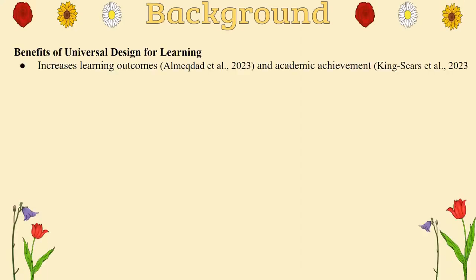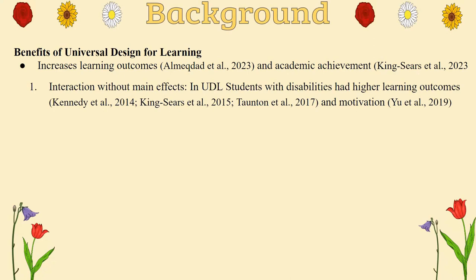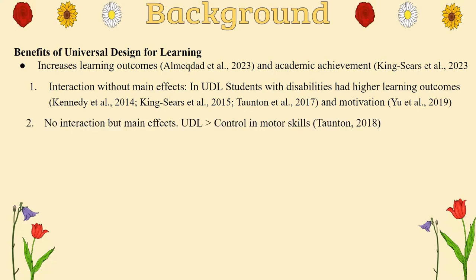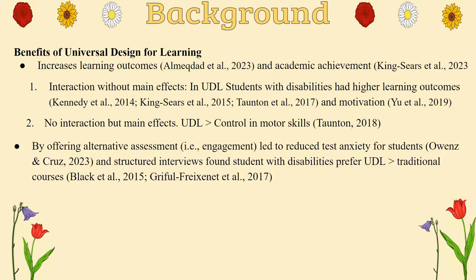In the King-Sears study, there were 5 studies that compared UDL to a control condition while also comparing student disability status. Some studies found an interaction without main effects, where UDL-conditioned students with disabilities had higher learning outcomes and motivation than students without disabilities. One study showed no interaction but had main effects that demonstrated UDL scored higher than the control condition for improved motor skills. Other benefits include reduced test anxiety when courses provide alternative assessments, and 2 structured interviews found that students with disabilities prefer UDL courses over traditional courses.